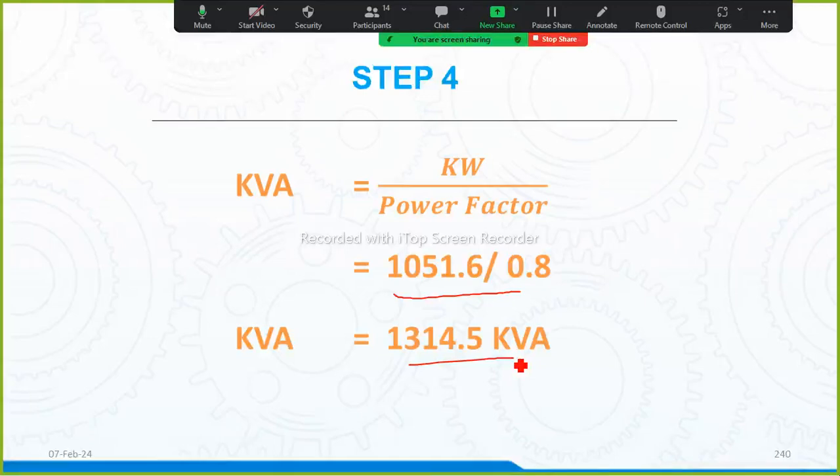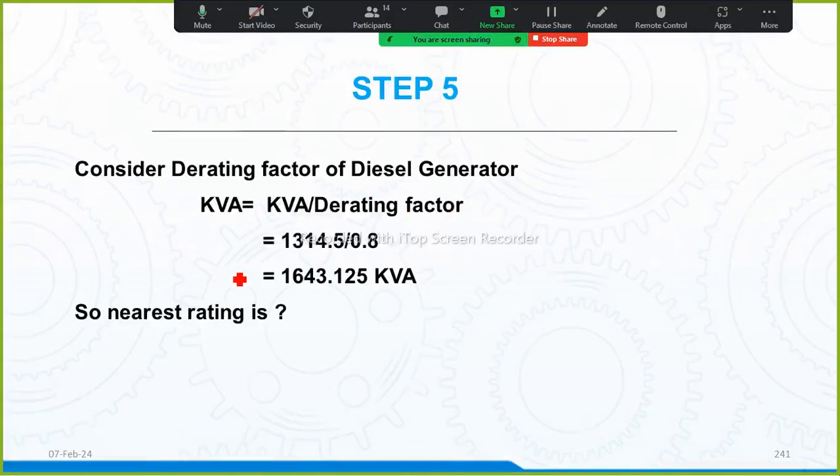Then come to the efficiency. What is the generator efficiency? I told you 80%. Transformer efficiency was 90%, generator efficiency was 80%, UPS efficiency 78%. Considering these parameters, when I calculated the generator size, considering the derating factor of the diesel generator, kVA is equal to kVA divided by derating factor. That is 1314.5 divided by 0.8, that is 1643.125 kVA.